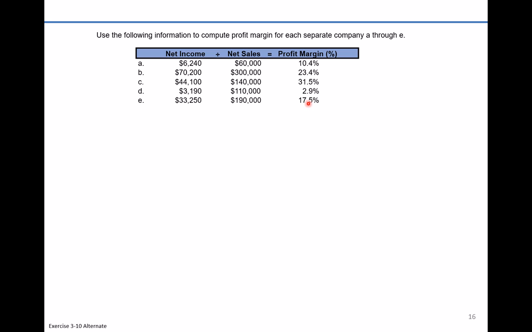So which company had the strongest of all the profit margins? Which company was being the most efficient by turning their comparative level of sales into net income? Clearly that was Company C with a strong profit margin of 31.5%.